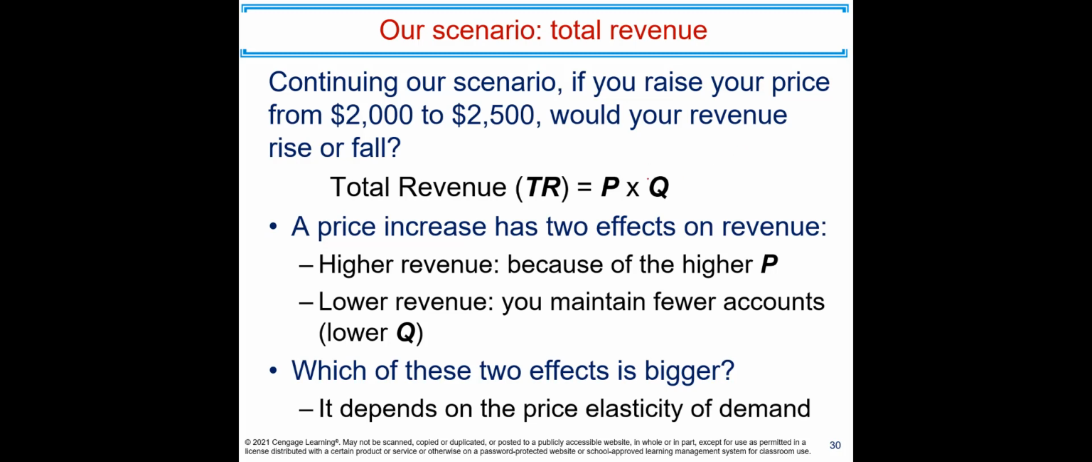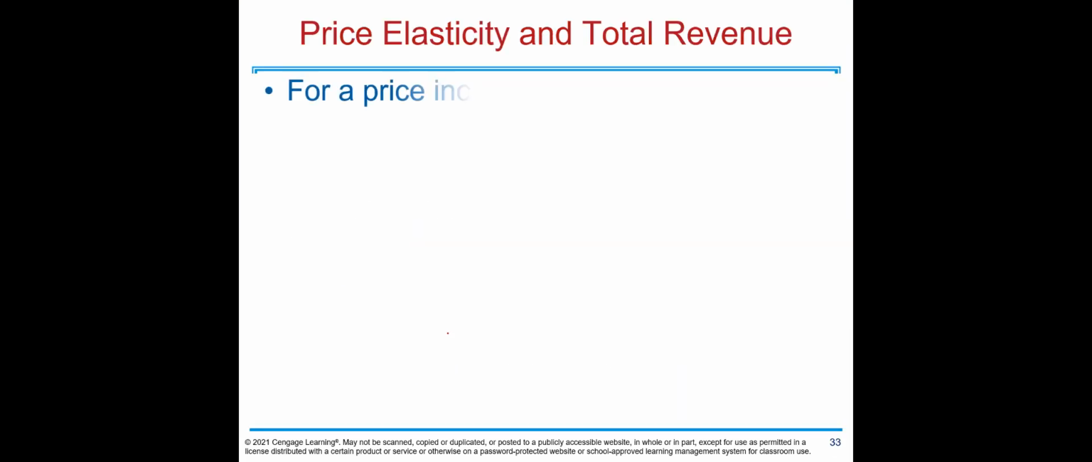Remember, total revenue is P times Q. A price increase has two effects on revenue. Higher revenue, because now you are selling at a higher price, but lower revenue at the same time because you maintain fewer accounts. That means lower quantity. And the next question is which of these two effects is bigger so that we can make a decision on total revenue. And it depends on the price elasticity of demand.